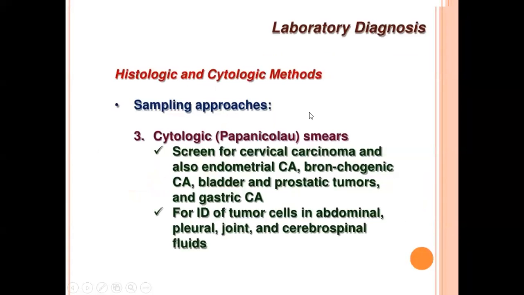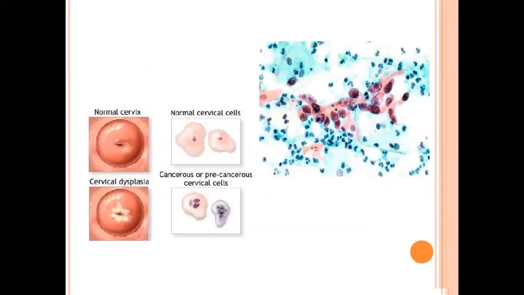Then comes the cytologic or Papanicolaou smears. They screen for cervical carcinoma and also endometrial carcinoma, bronchogenic carcinoma, bladder and prostatic tumors, and gastric carcinoma, and for identification of tumor cells in abdominal, pleural, joint, and cerebrospinal fluid. We use cytological smears in these neoplasms.